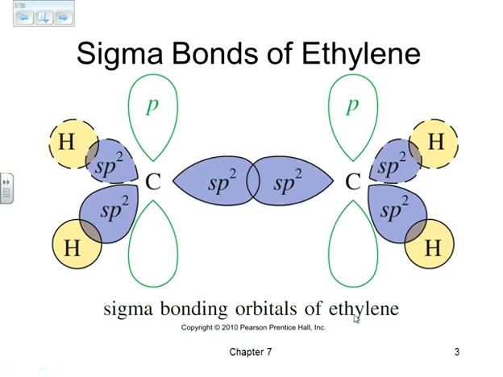Ethylene is actually produced by plants and trees. And whenever it produces a lot of ethylene, it basically triggers the plant or the tree to lose its leaves and stuff for fall. So ethylene is important for plants.